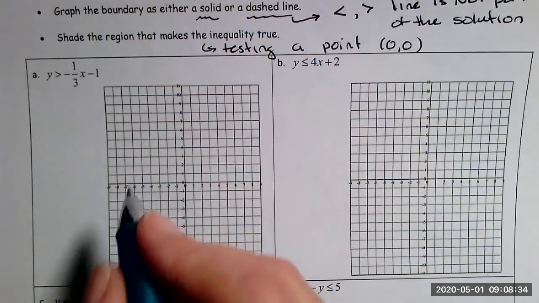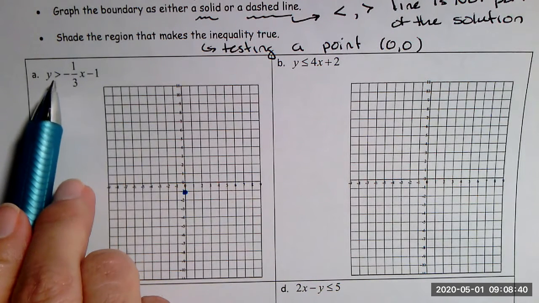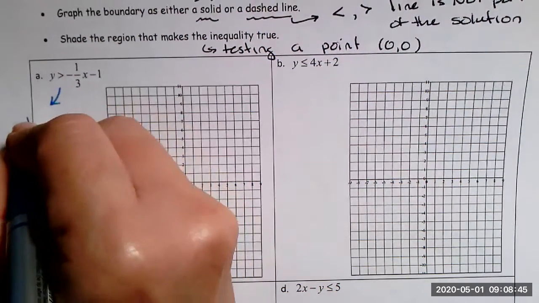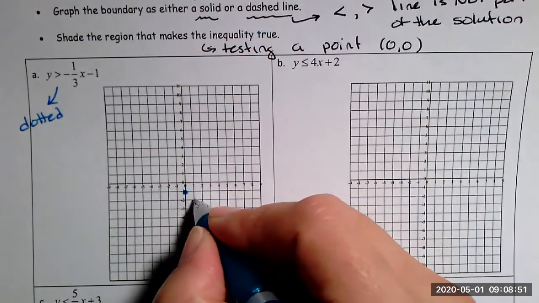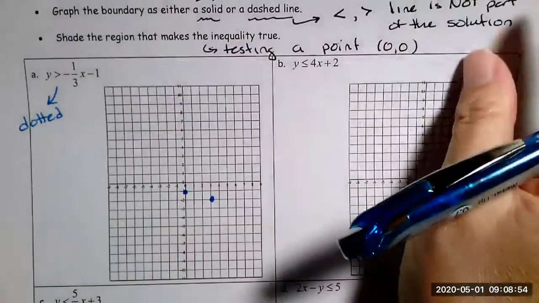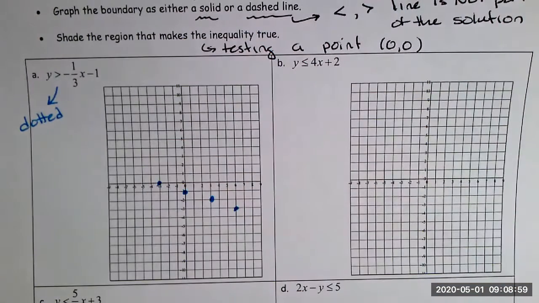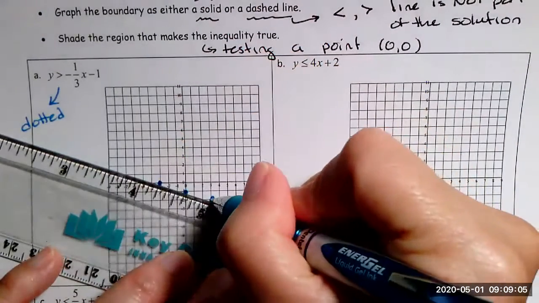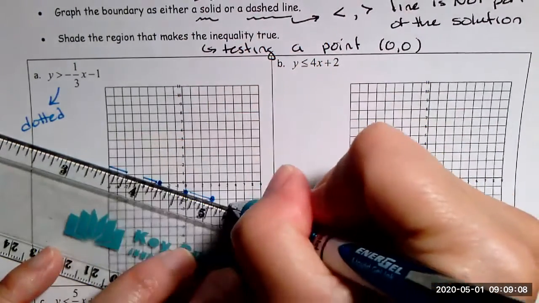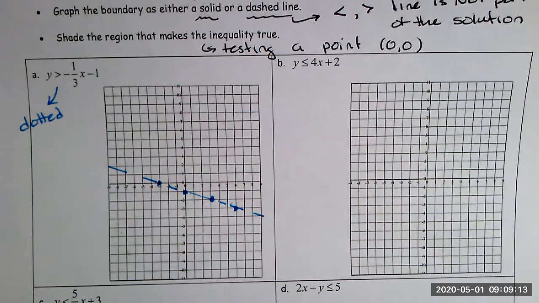The first thing that we're going to do is plot the y-intercept, which is -1. Then we've got to decide, is it going to be dotted or solid? This is going to be dotted, so I'm going to make a dotted line. From here, I'm going to go down 1 over 3, and make a dotted line. I'm going to go down 1 over 3 again. It's kind of a funny looking dotted line, but that's okay.